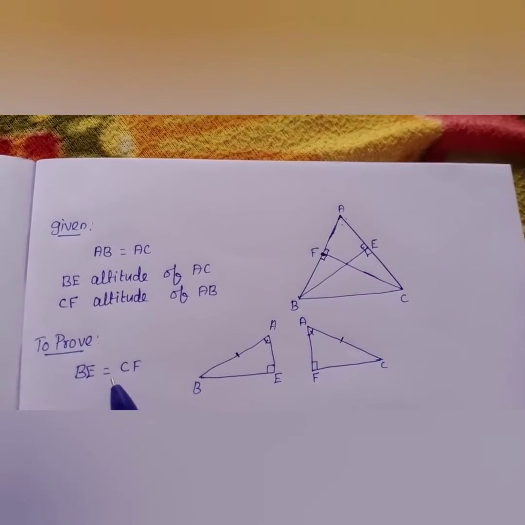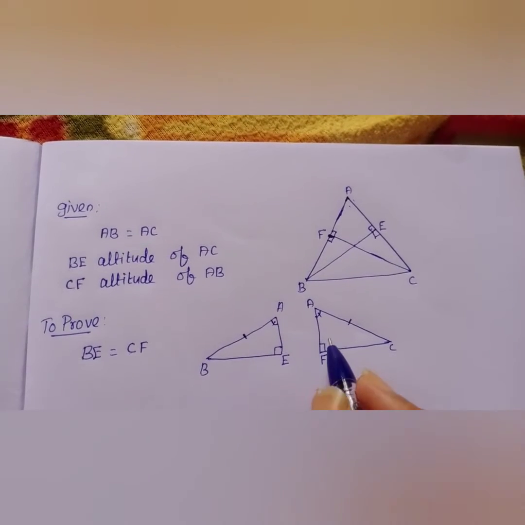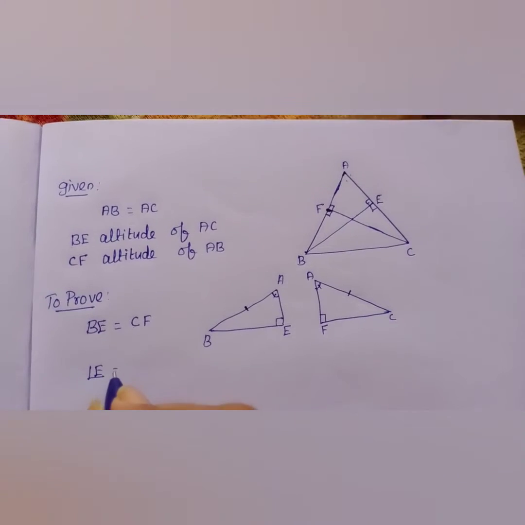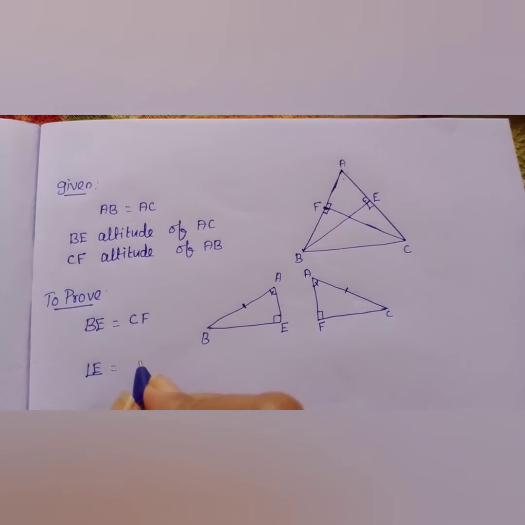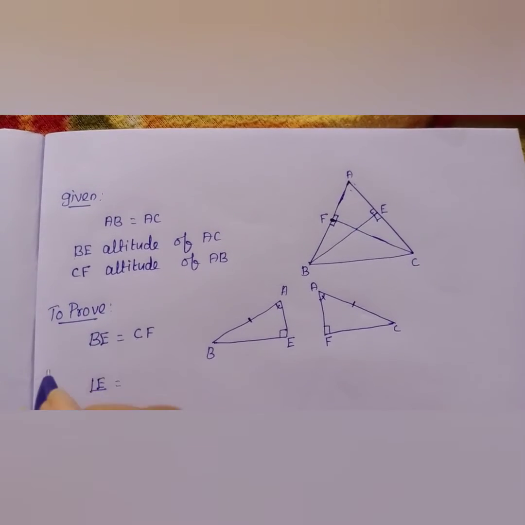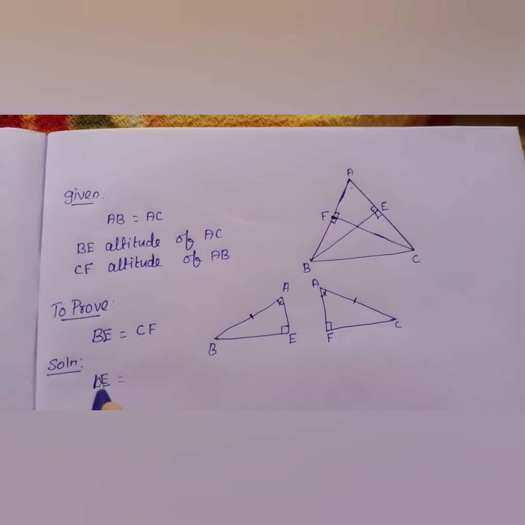Now you have to prove BE equal to FC. If you prove these two triangles are congruent, then you can say that BE equal to FC. The proof will be over. Now let's write the steps one by one. Angle E equal to angle F because of the rule of altitude, right? So, the solution part. Now let's write the steps properly.